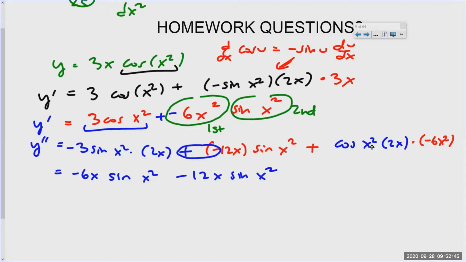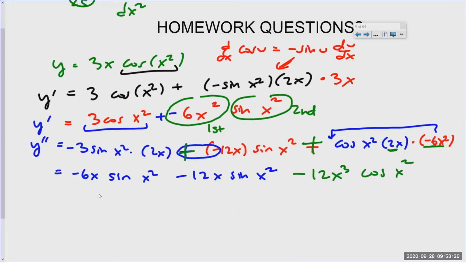Over here, not much to simplify, but I'm going to move the negative 6x squared to the front. Guys, I cannot move it to the very front. Once again, these plus signs separate all the terms, so when you move something to the front, you can only move it to the front of that term. So this becomes negative 6x squared times, wait, actually I can multiply by the 2x, sorry. The 2x is also a monomial. This becomes negative 12x cubed cosine x squared.